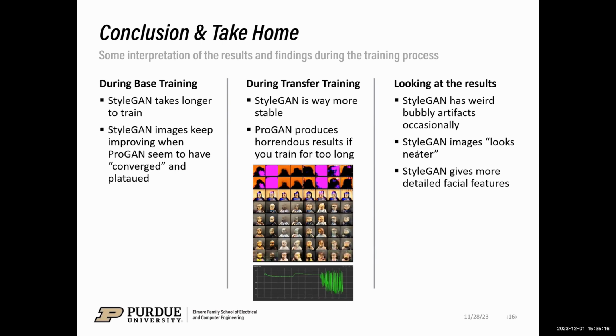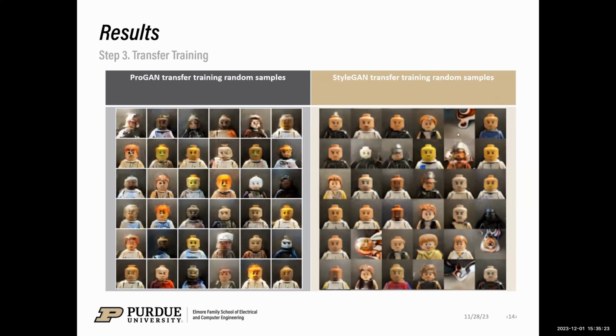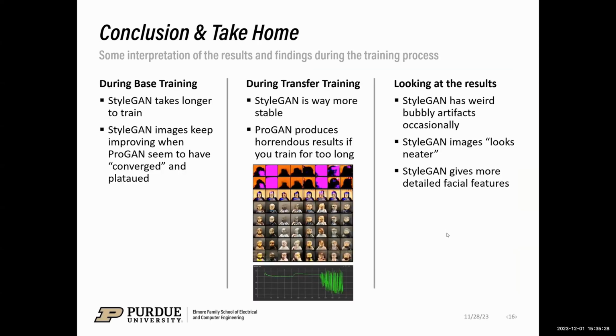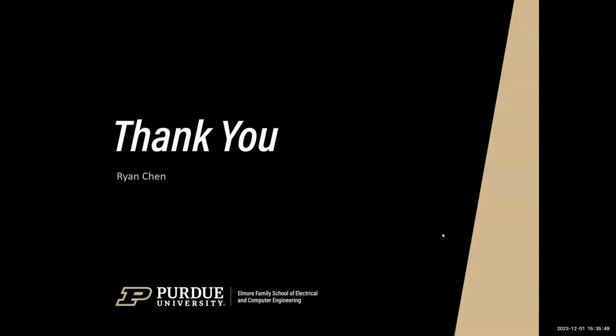And looking at the end results, you notice these bubbly artifacts in the StyleGAN images. But overall, the good ones look a lot more fitting, and the details in the face are way more distinct compared to progressive GAN. So the facial details. Right. That's all. Thank you.